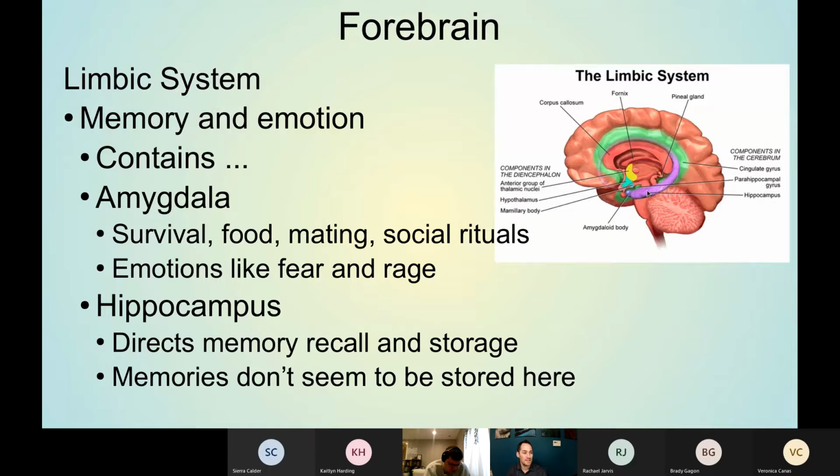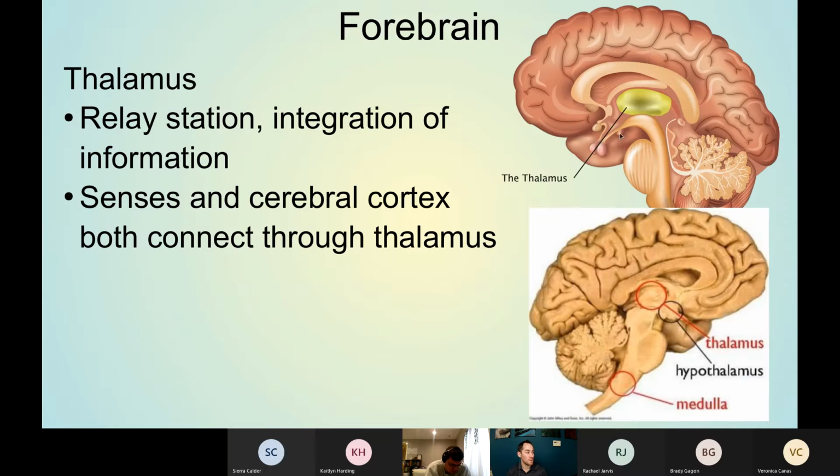So it's directing the other cells in the cerebral cortex of where memories are. It's kind of like the directory saying this is where this file, or this memory, is stored in the rest of the cerebral cortex. So it's really important for that.